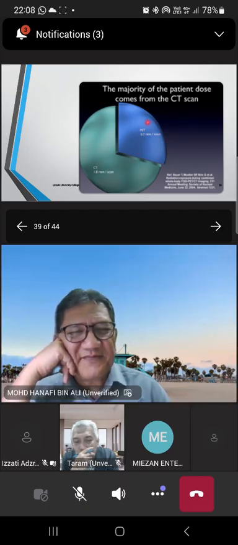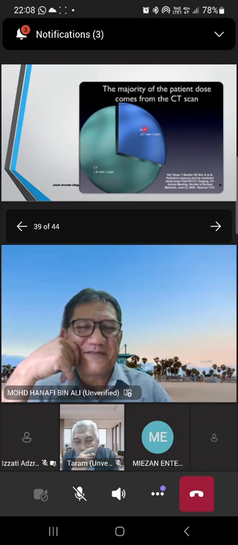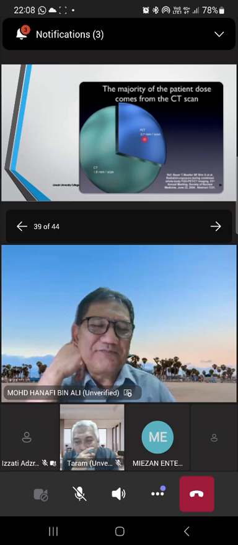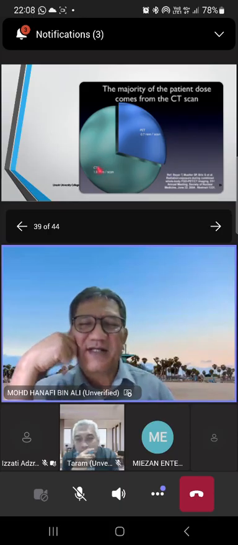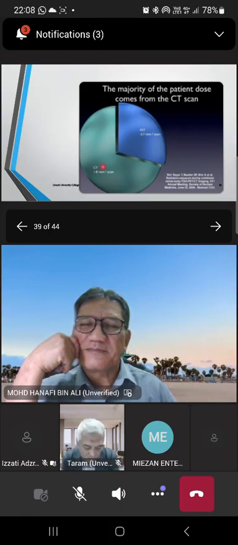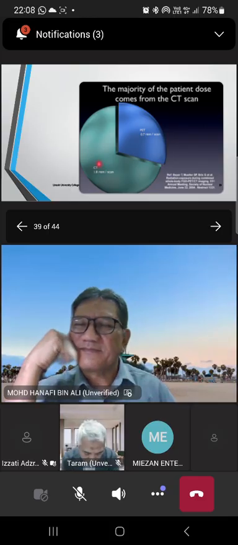But if I take one CT scan, that means 150 times the normal X-ray. Is that correct? Yep, correct. Okay. So my question is about the dose, yes, the radiation dose. We're talking about radiation dose safety.